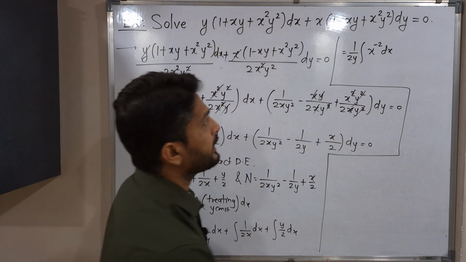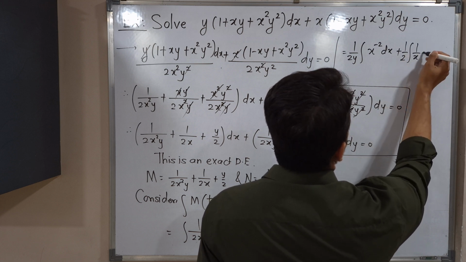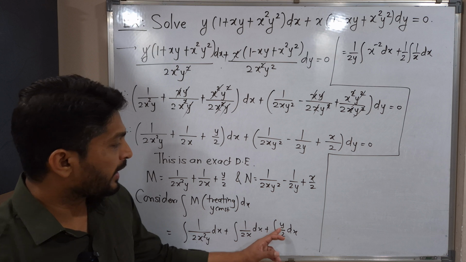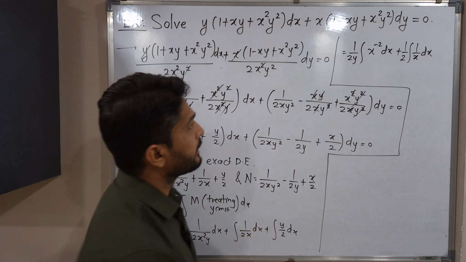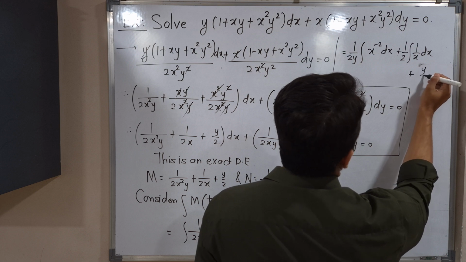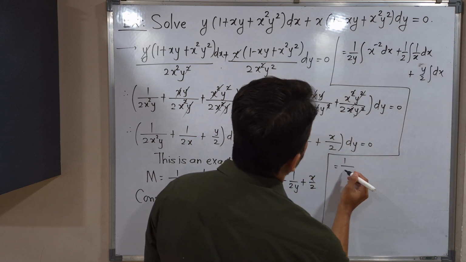1 by 2 is constant, it will come outside. So 1 by 2 integration 1 by x dx. And here, y is also constant, 2 is also constant. Let us take them outside. So y by 2 integration dx. So this is equal to 1 by 2y.